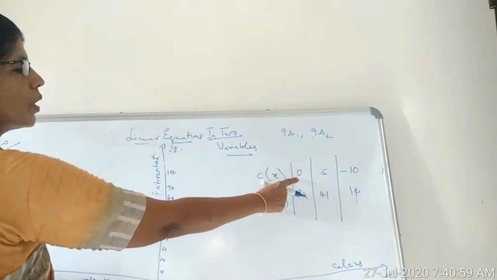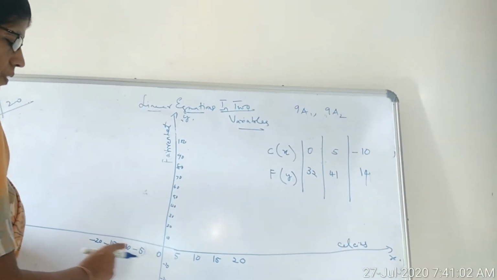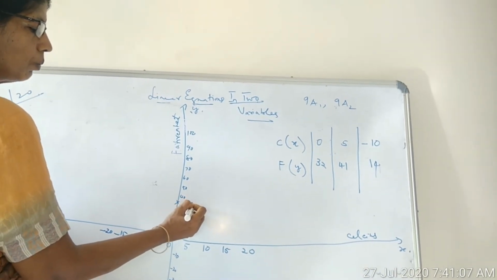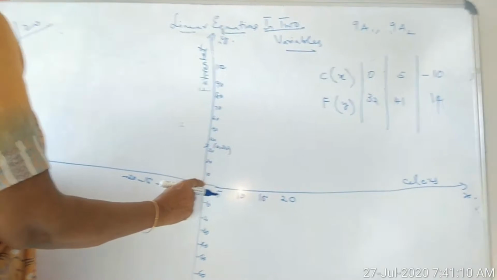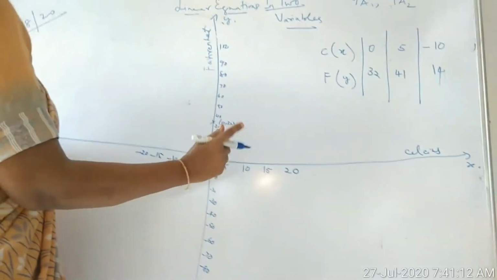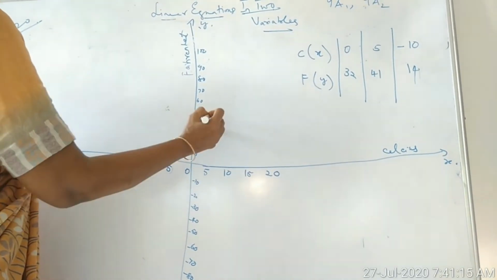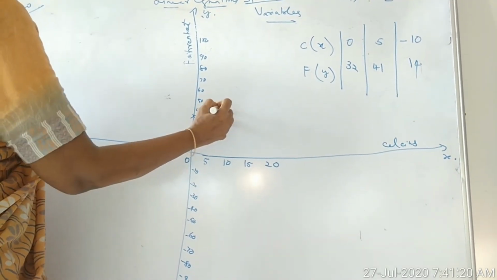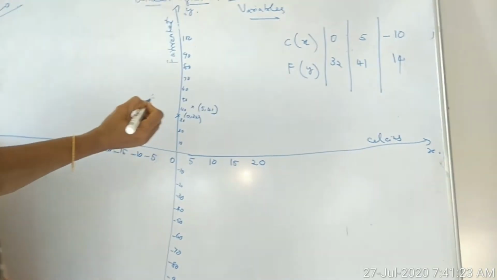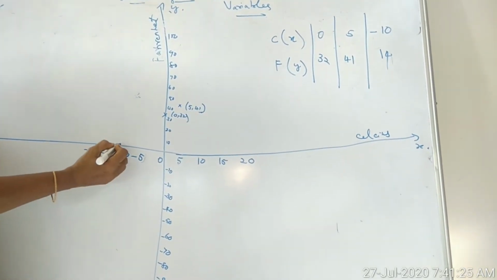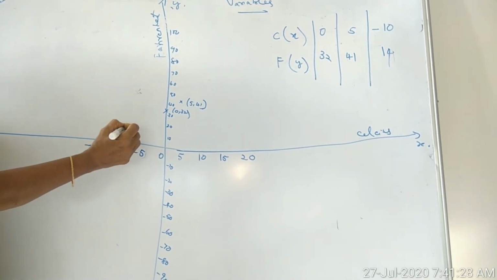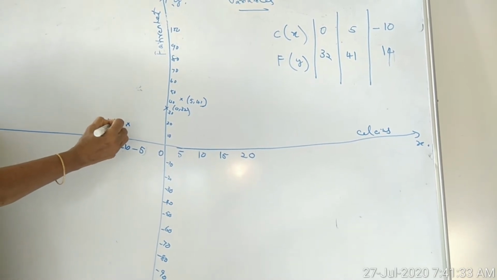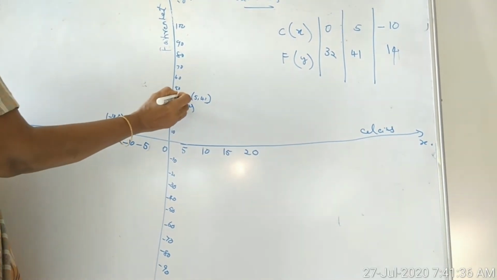The first set for you is 0 on x axis, 32 on y axis. Second pair, children, 5 and 41. 5 on x axis, 41 on y axis. Third pair, children, minus 10 and 14. We have plotted three sets, children.